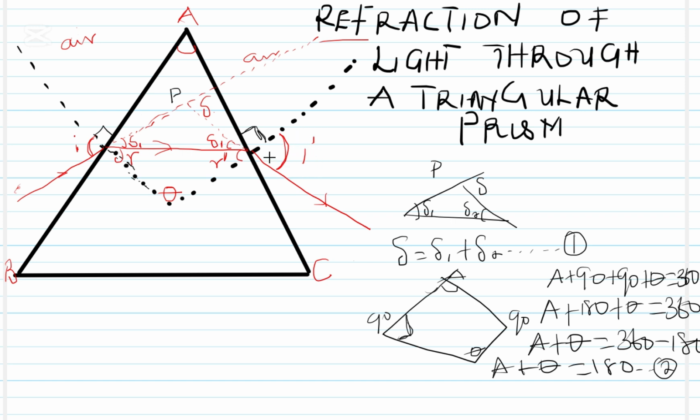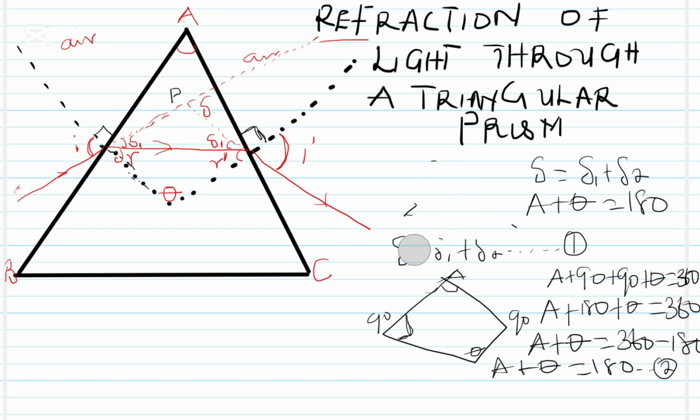So we call this our equation 2. I'm going to write this one up here. So the first one we had was the total deviation is equal to deviation 1 plus deviation 2. This is our equation 1. Now the next one, we have that A plus theta is equal to 180 degrees. So this is our second equation. I'm going to erase all this here so that we can have enough space and continue with this interesting lesson.